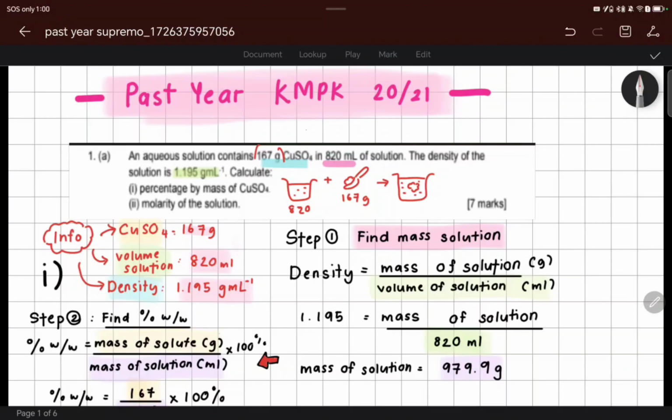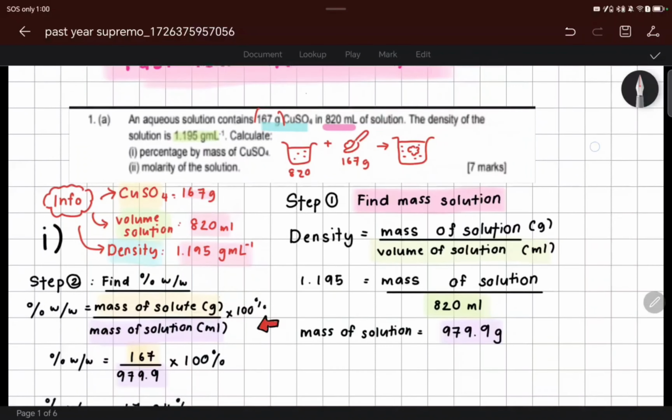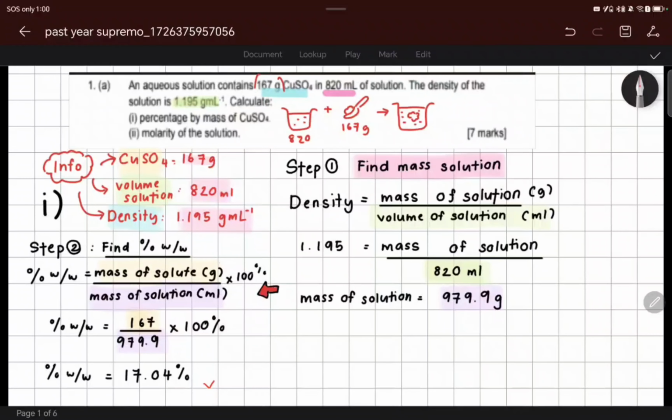So we're going to discuss the past year KMPK 2021. The first question is: an aqueous solution contains 167 gram copper sulfate in 820 ml of solution. The density of the solution is 1.195. Calculate the percentage by mass of copper sulfate and then the molarity of the solution.